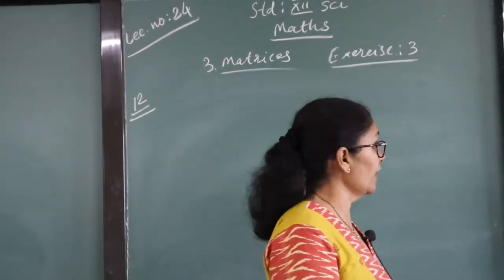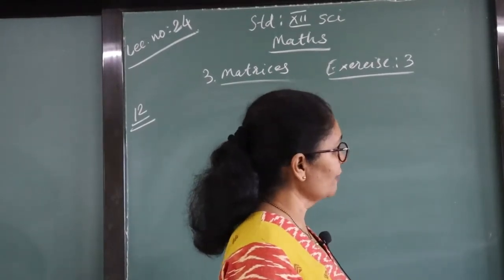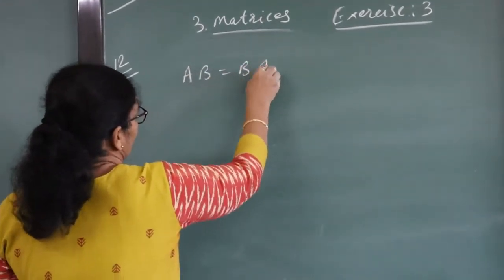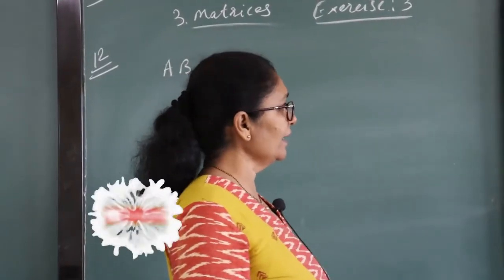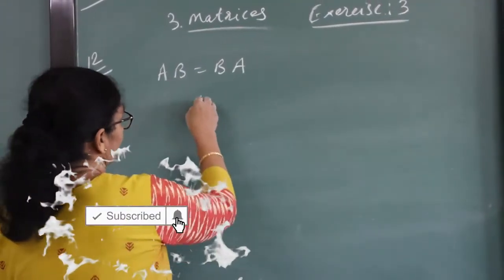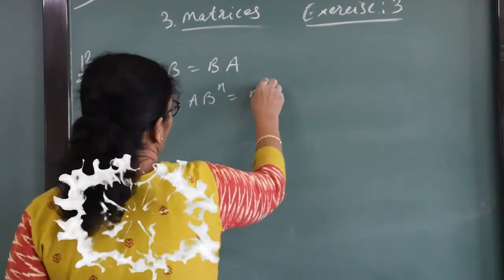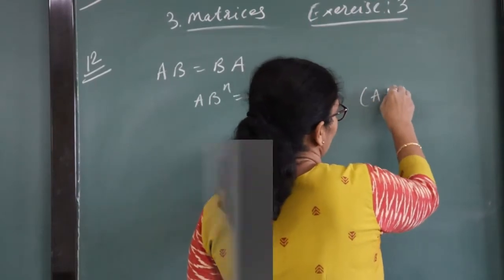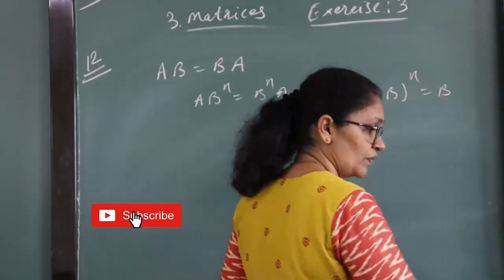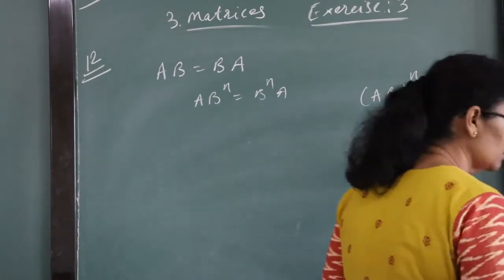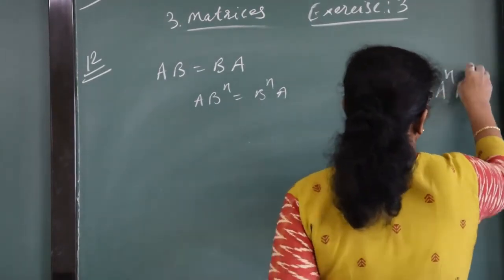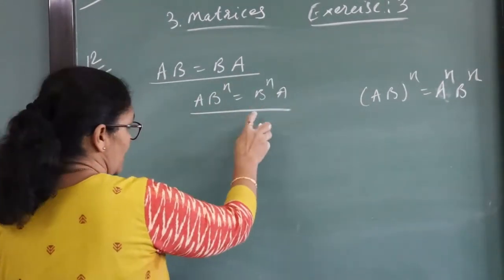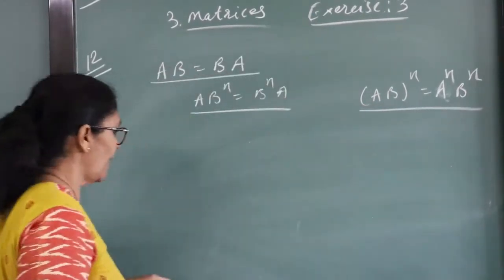Read your 12th question in your textbook: A and B are square matrices of the same order such that AB equals BA. This is given, and you have to prove by the method of induction that (AB) raised to n equals A raised to n into B raised to n. And further you have to prove one more result, that (AB) raised to n equals A raised to n into B raised to n. First you have to prove this, and after proving this you have to prove this result by induction.